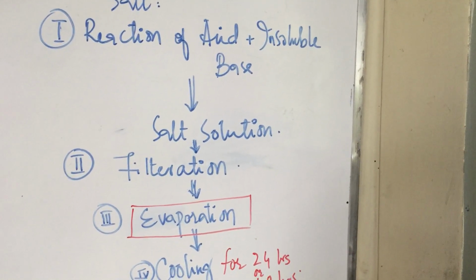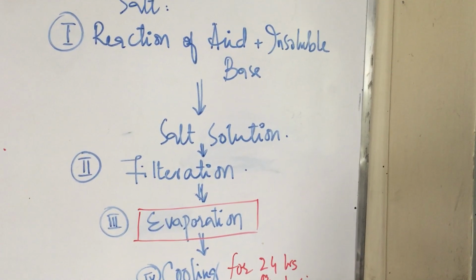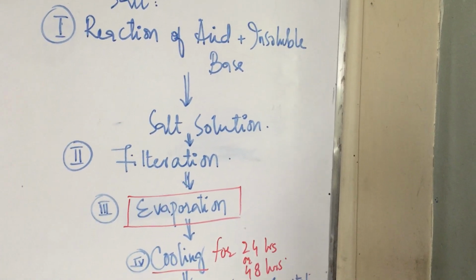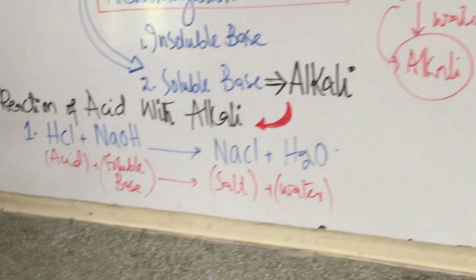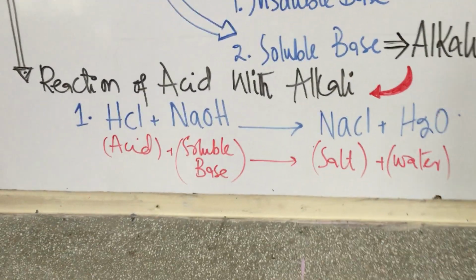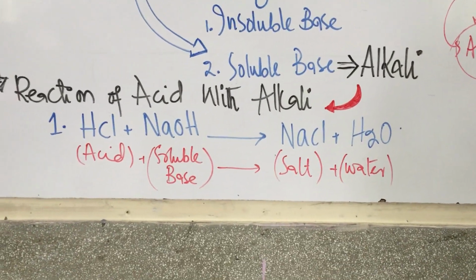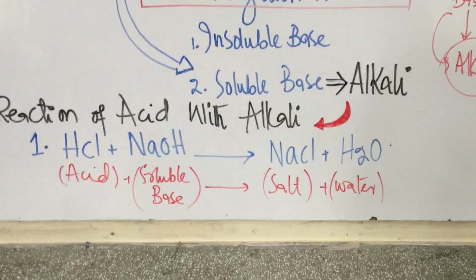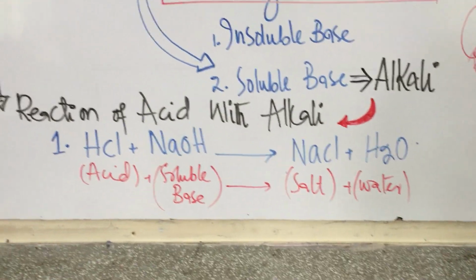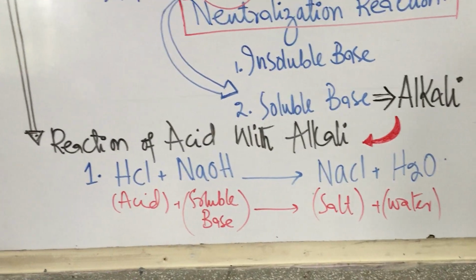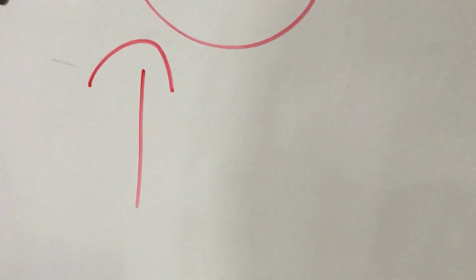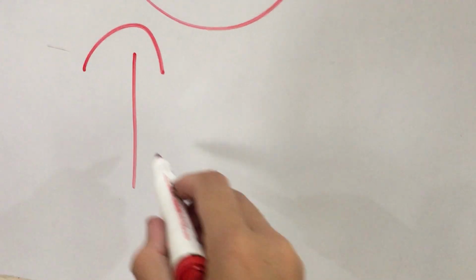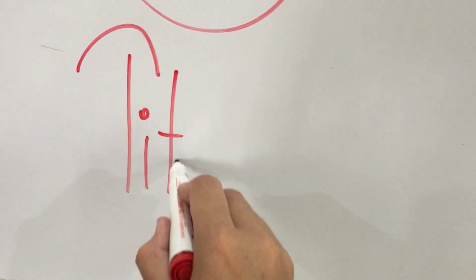If further insoluble base was not dissolved in the acid, it means your reaction was already complete, your acid was totally used up. But in these kinds of reactions, how do you get to know whether your reaction is complete or not? That is typically an experimental method in which we will be using our titration method. I'm going to write the name here, but I'm not explaining the titration method in this video. Titration.